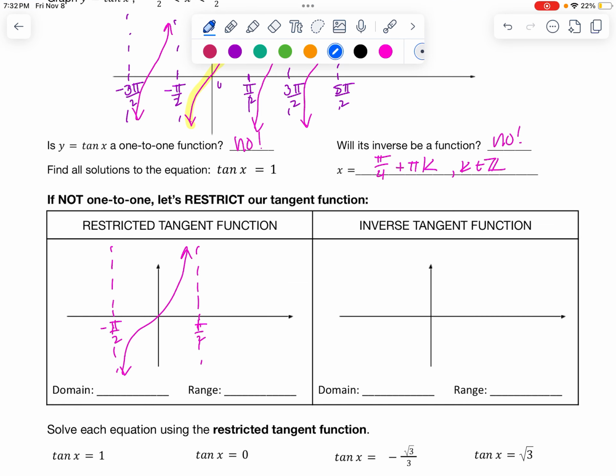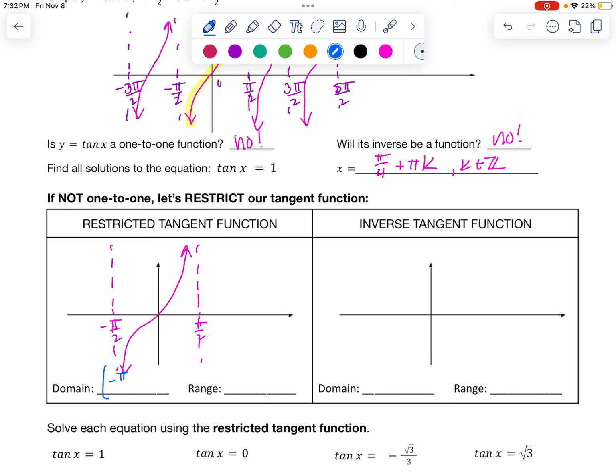Okay, my domain, this one is tricky, right? Since we have those asymptotes, the negative pi over 2 and pi over 2, they are not included. So these are going to be soft brackets. I can make note of that. Soft bracket. Is that how you spell bracket? I don't know. I don't think so, but whatever. Okay, and then the range looks like we're going from negative infinity to infinity.